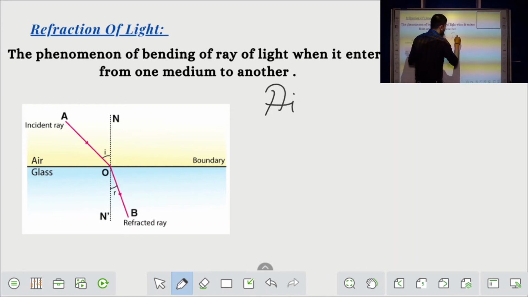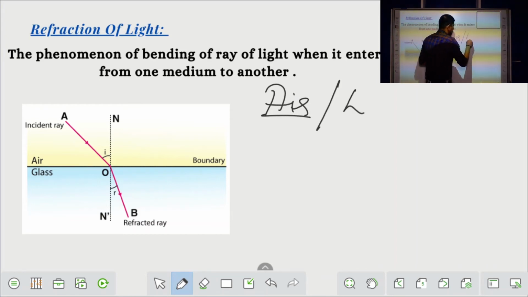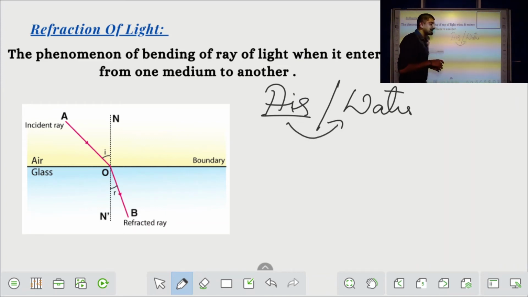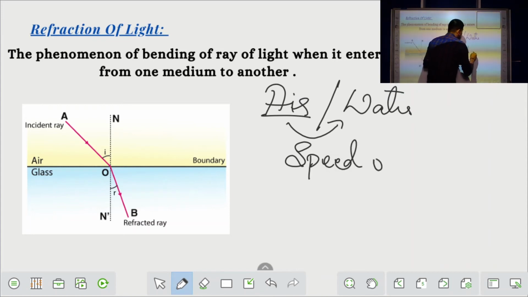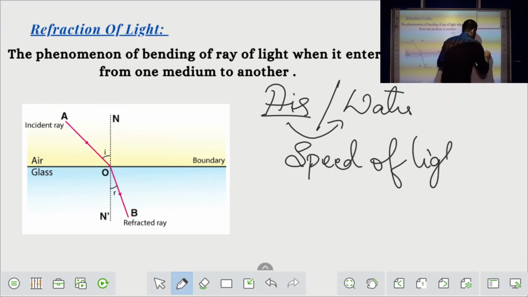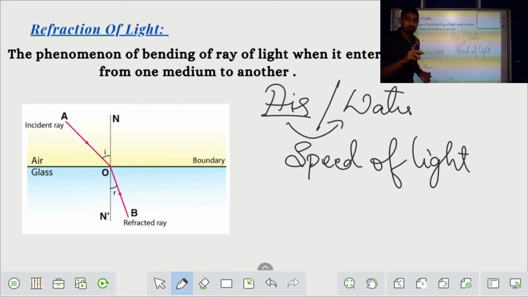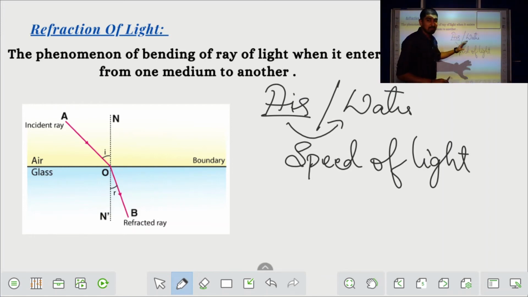Okay, say air is one medium, water is one medium. So when the light enters from air to water, it bends. The reason is that the speed of light is different in different media. That's the main reason. That is the only reason why the light is bending in a different medium. Why? Because of the speed of light.